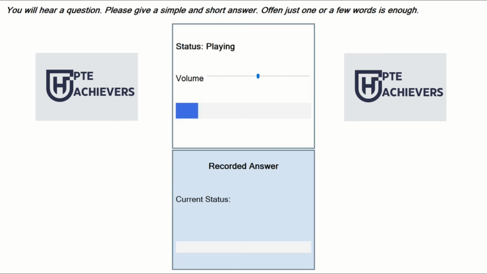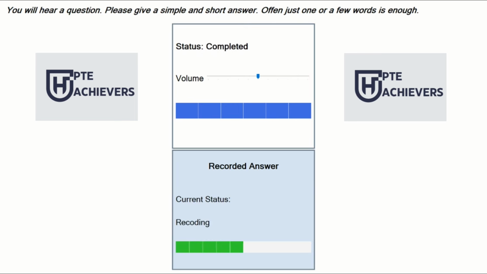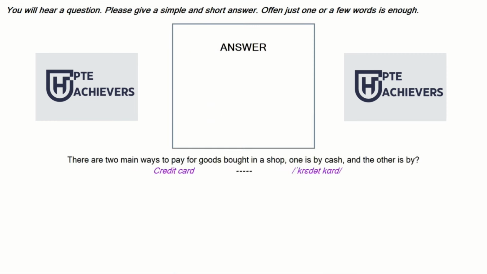There are two main ways to pay for goods bought in a shop. One is by cash and the other is by credit card.